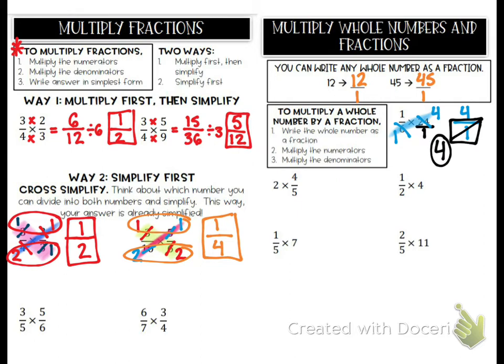Let's try this with 2 more. So we have 2 times 4/5. We're going to make that 2 into a fraction, and we are going to go ahead and multiply or simplify. So when I look across, 2 and 5 will not be on the same line, and 4 and 1 will not be on the same line. So we are going to go ahead and just multiply straight across because that means it will be in simplest form already. 2 times 4 is 8. 1 times 5 is 5.